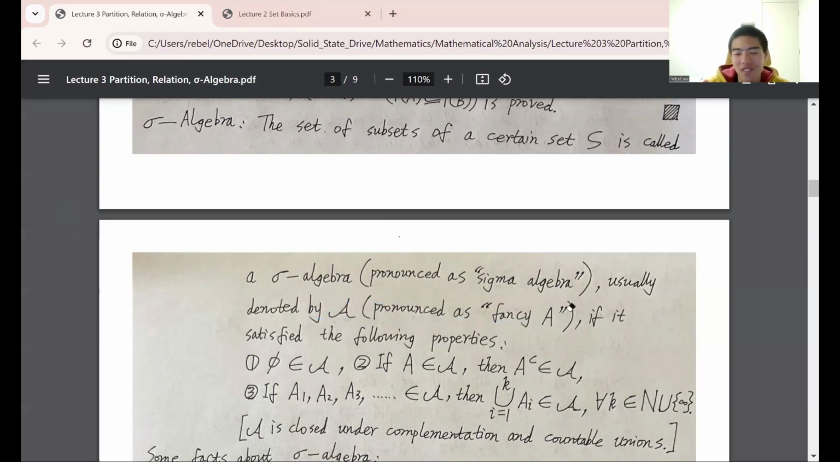So there are many characters for it, and it must satisfy three conditions. For the power set, there's only one condition. It's a subset of it, but it has three conditions. First, it must have an empty set. The empty set must be in it, so it's easy to understand.